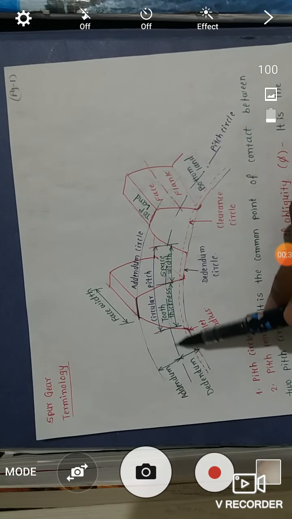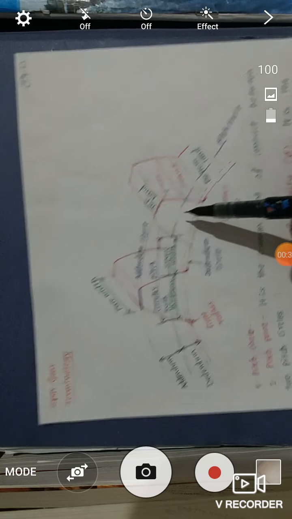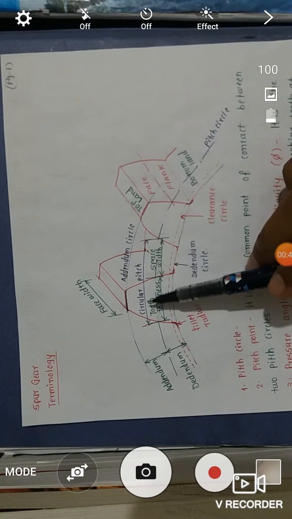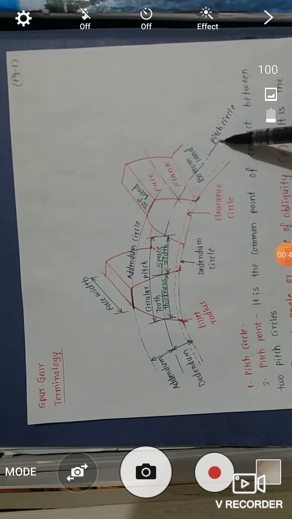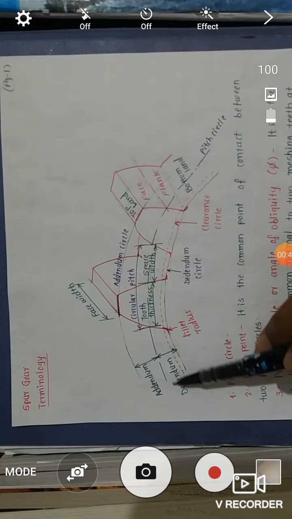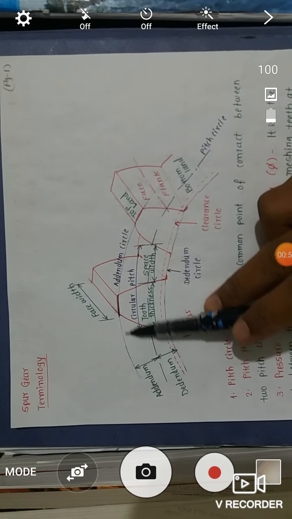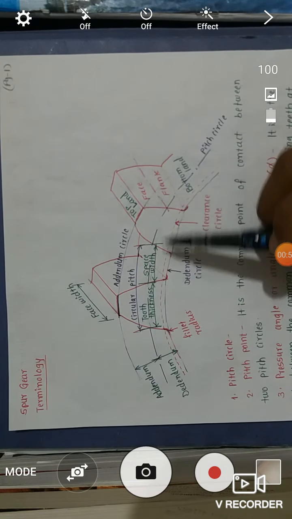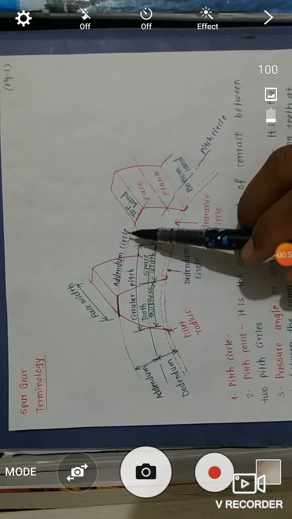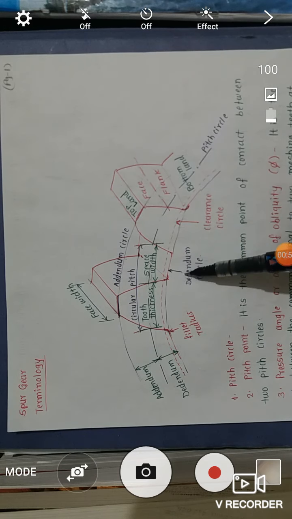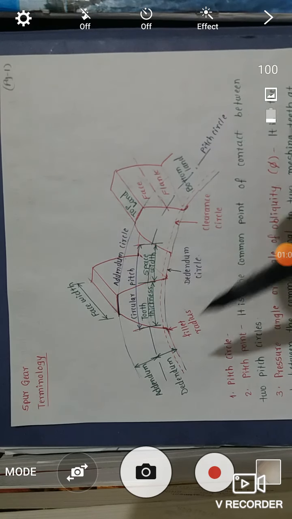If we draw an imaginary circle between the teeth, then this circle is called the pitch circle. If we draw the circle from the top portion, that is called the addendum circle, and the circle drawn from the bottom portion is called the dedendum circle.